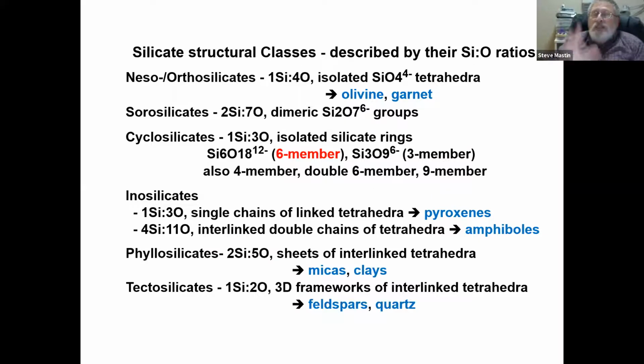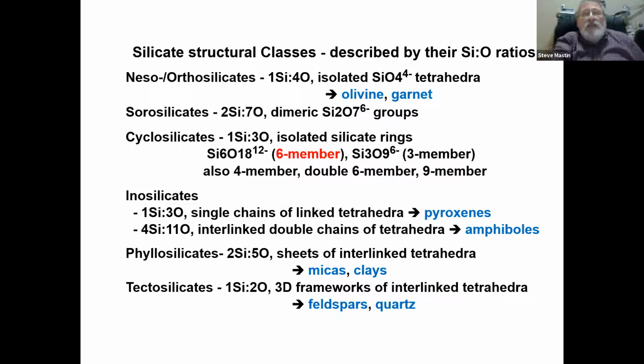Now, this is a little messy, but you really don't have to pay much attention to this. You can also describe these structural classes by their silicon-oxygen ratio. And so each of these classes has a different name, and it has a different silicon to oxygen ratio. And you can see that they're usually called orthosilicates, contain olivine and garnet.